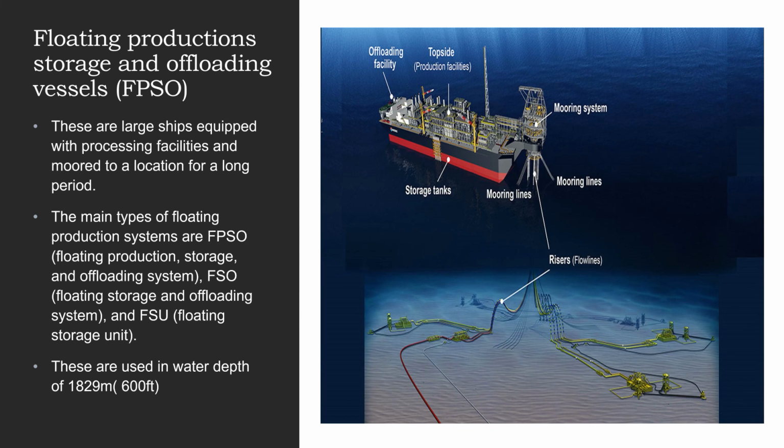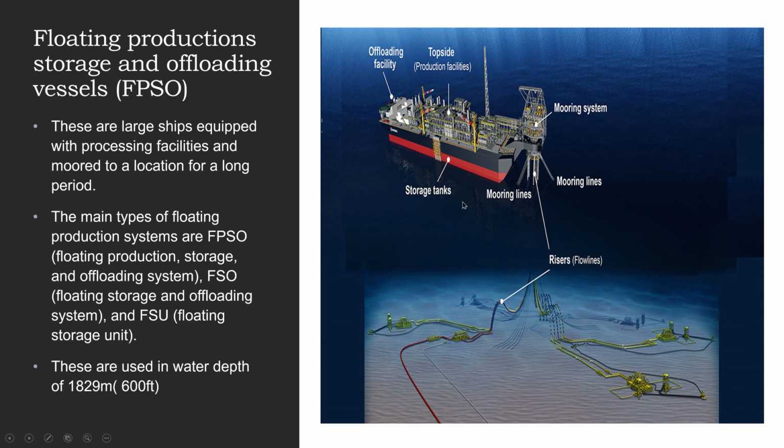Floating production storage and offloading vessels, FPSOs. As you can see, the offloading facilities are here, the topside production facilities are on the ship, then the storage facility is in the bottom of these, and these are the mooring lines connected with the risers, and the risers are connected with the wellhead in the seabed, and they get the oil from the seabed pumps and store it in the storage tank. So these are large ships equipped with processing facilities sometimes, and sometimes only storage.